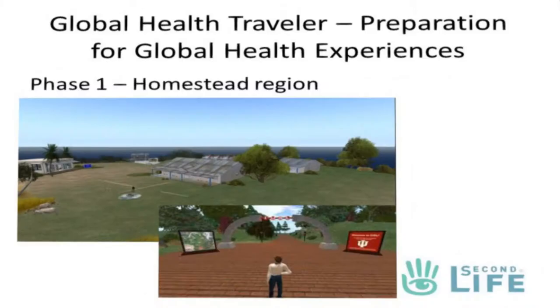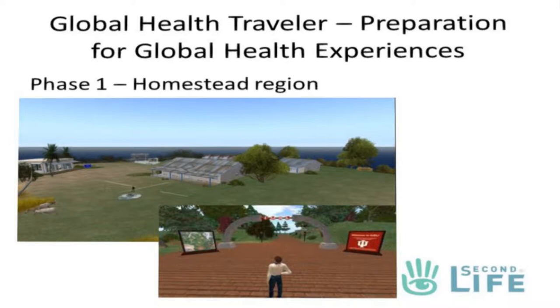And so our first example is Global Health Traveler. We developed this in 2013, and the objective here was to represent the challenges of working in a global health setting to orient medical students traveling abroad. It was initially built on a homestead region next to Indiana University Island, Second Life, also shown on that slide, and was actually an upgrade from a small skybox above the main island, which really we should have called Phase Zero.